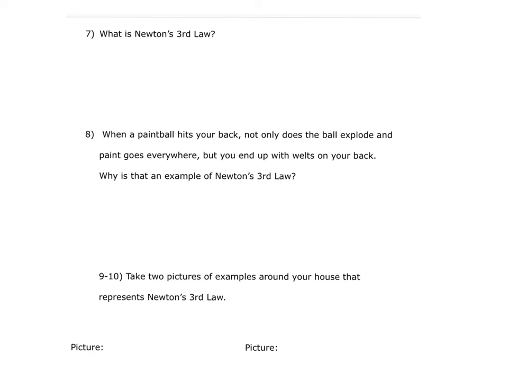Another example would be a high five. If you high five your friend, both of your hands sting. You hit their hand, but their hand hits you back. So those are examples of Newton's third law.